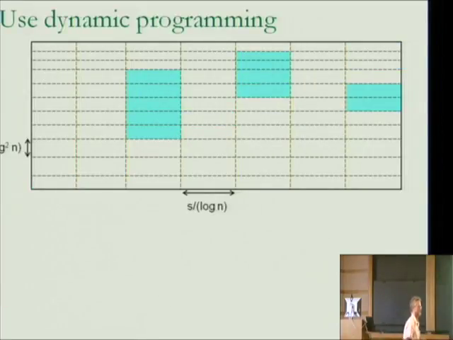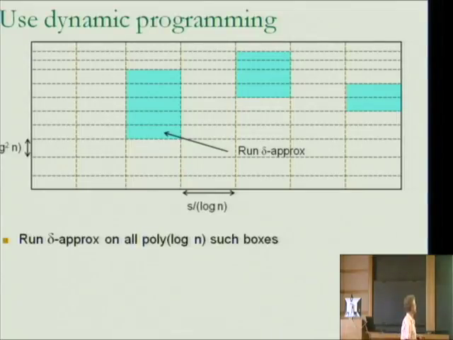Use dynamic programming. It's a dynamic program. How many potential boxes are there? Only polylog n potential boxes. Because if you look at every possible chain, every potential box is just some consecutive block of these guys. And so this is log n, and this is log squared n vertical divisions. So there's a total of log n times log squared n times log to the sixth n, something like that, different boxes. So you run the delta approximation on all those boxes, but it's still polylog.